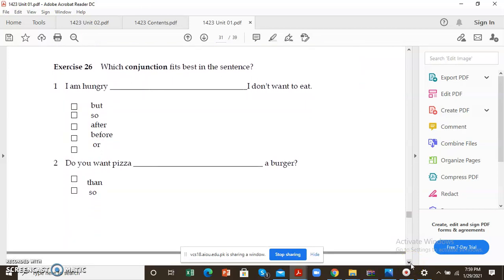I will give you only one example. I am hungry, blank, I don't want to eat. So here are given: but, so, after, before, or. I am hungry. Now think about what we can put over here. I am hungry, but I don't want to eat, right?